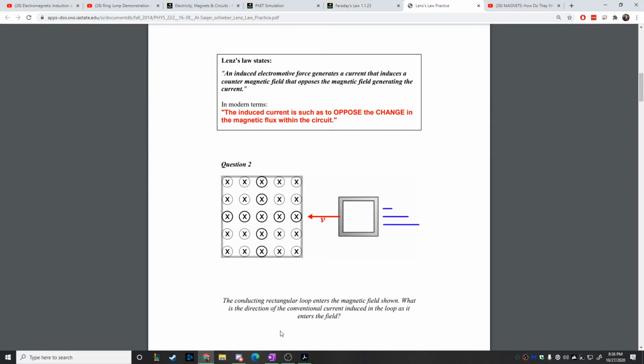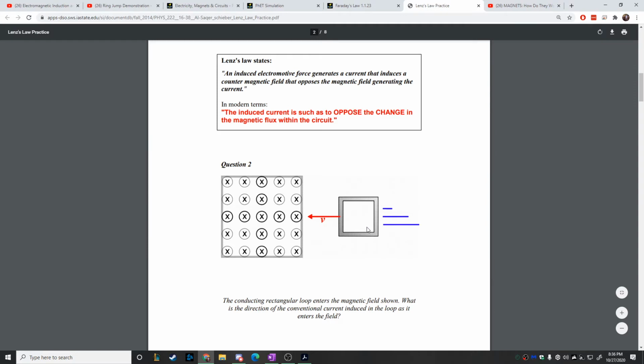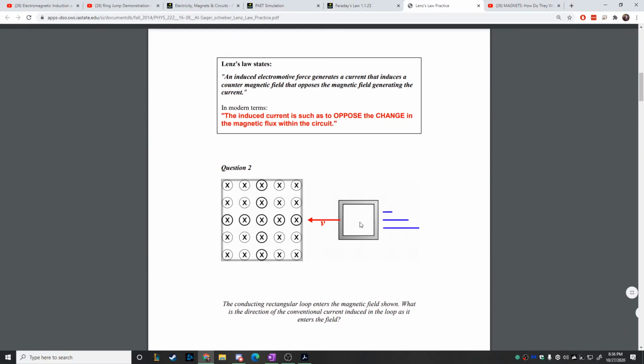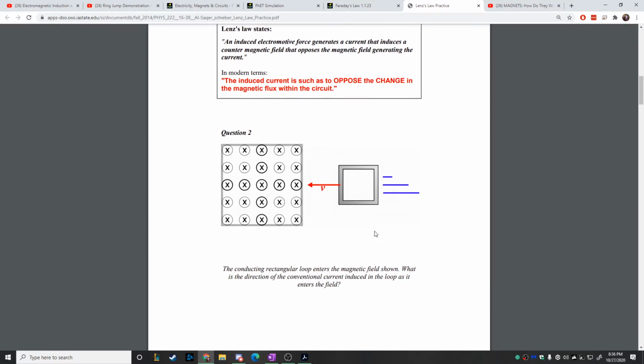Counterclockwise? Everyone agree? If you're not getting it quickly, it's totally okay. This is kind of tricky. But yeah, counterclockwise, such that the induced magnetic field would be pointing into the loop. Thereby, you get the current.